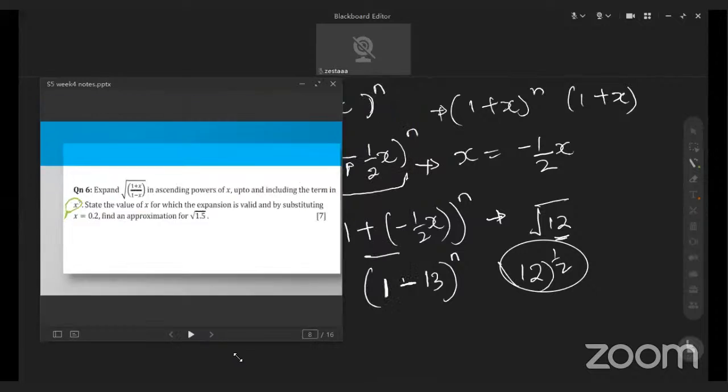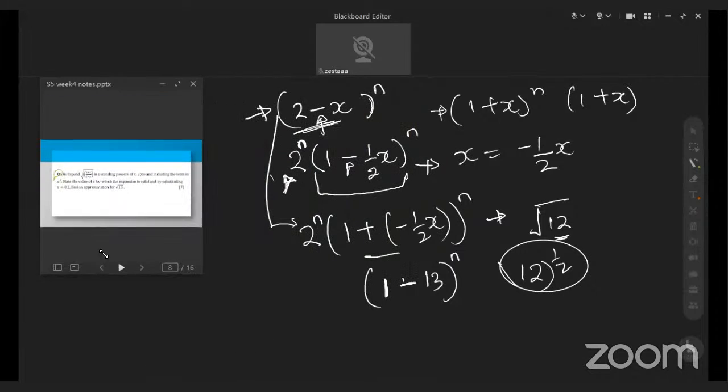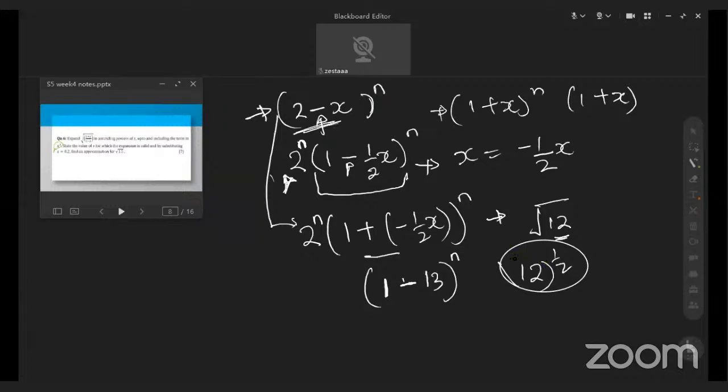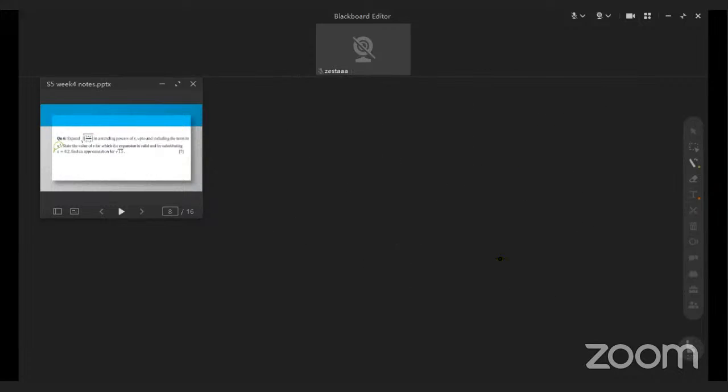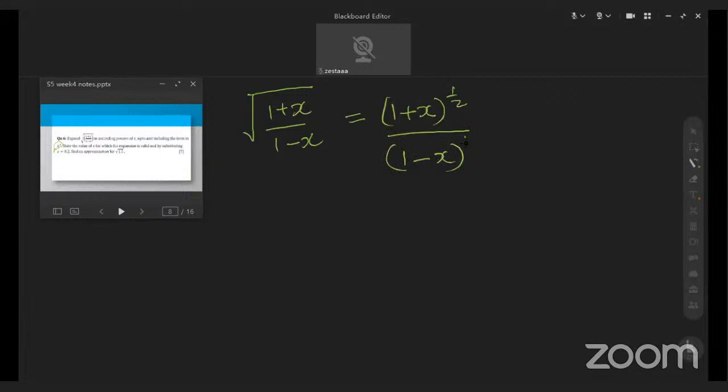So let me get space here. We are saying that if you have the root of 1 plus x out of 1 minus x, first thing, put this in terms of powers. This was the same as 1 plus x to the power of a half out of 1 minus x to the power of a half. This root means a half.